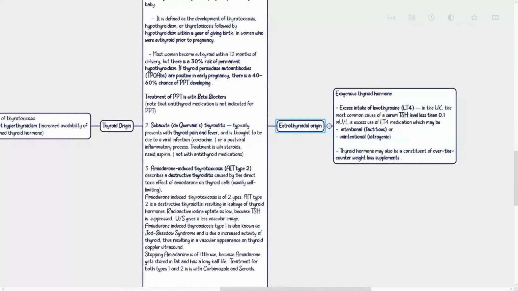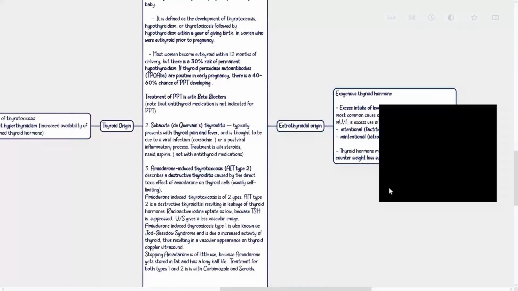Extrathyroidal origin. Excess intake of levothyroxine, LT4. In the UK, this is the most common cause of a serum TSH level less than 0.1. Excess use of LT4 medication may be intentional, factitious, or unintentional, iatrogenic. Thyroid hormone may also be a constituent of over-the-counter weight loss supplements.